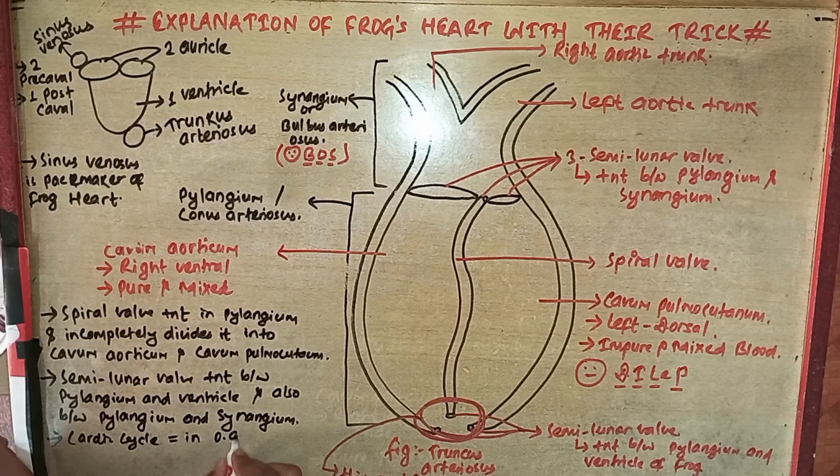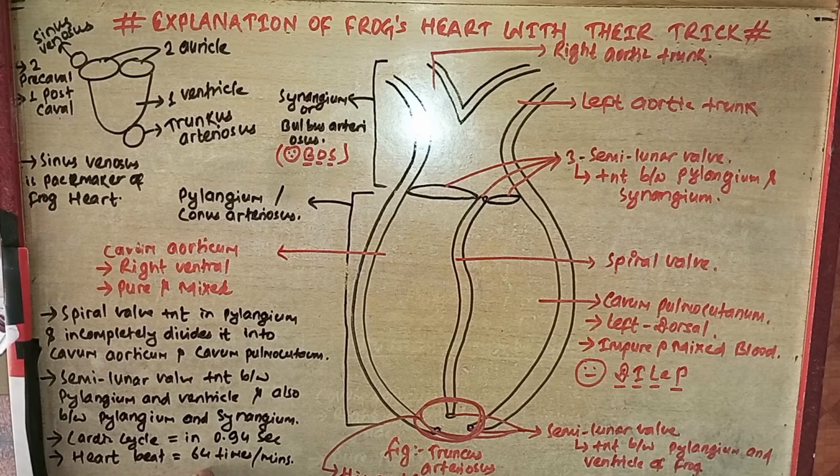And now the fourth point: the cardiac cycle of frog completes in 0.94 second. So its heartbeat is 64 times per minute, that is less than human beings, because the heartbeat of human beings is 70 times per minute. This is because one cardiac cycle takes 0.94 second in frog, but in humans one cardiac cycle takes only 0.8 second. So this is the reason the heart of frog beats less than human beings, that is 64 times per minute. So this is all about the frog heart and their tricks.